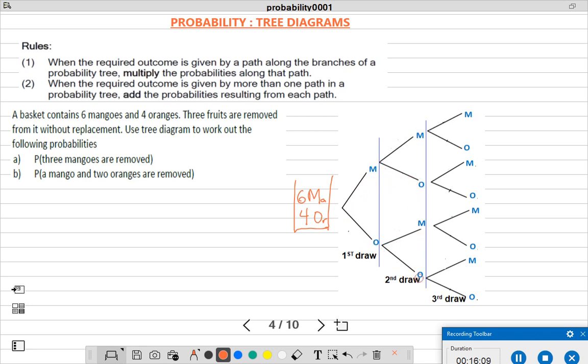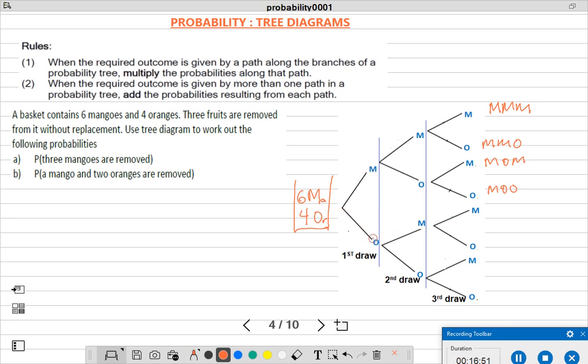Mango, orange. For this one, mango, orange. So here, that means for the first path we are getting a mango, again a mango, and a mango. For this one here, mango, mango, orange. For this one, mango, orange, mango. Or mango, orange, orange. We have completed the upper part, if the first fruit was the mango.